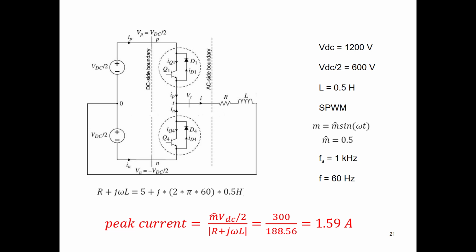So I can calculate my peak current and peak voltage. M hat times VDC over 2 is my peak output voltage at terminal VT, and it will be 300 volts. Over the magnitude of my impedance, which is 188.56, gives me the maximum peak current, which should be 159 amps.